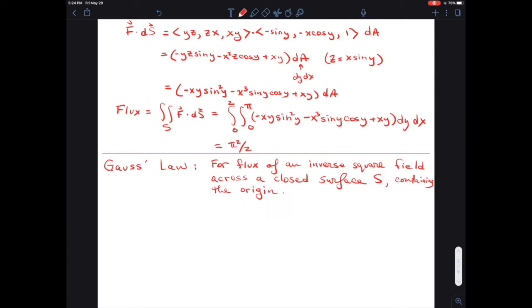We'll assume S is a sphere to simplify this, and later on we'll talk about how it doesn't matter what the surface is. So we'll assume that S is a sphere of any radius. Let's say it's A.